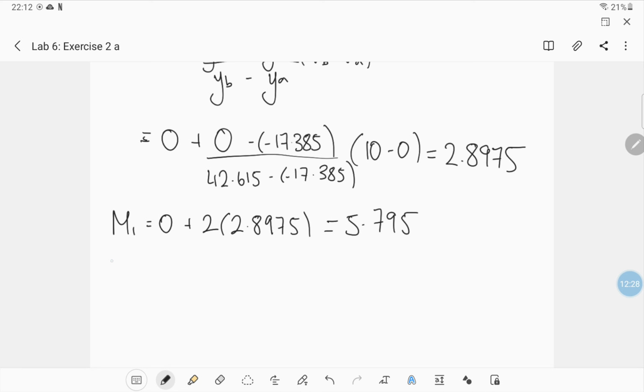So that's the approximation: m of 2 is approximated by 5.795, and you keep on going, and you'll also get m of 4 is approximately 3.59. So that's how you do that one by hand.